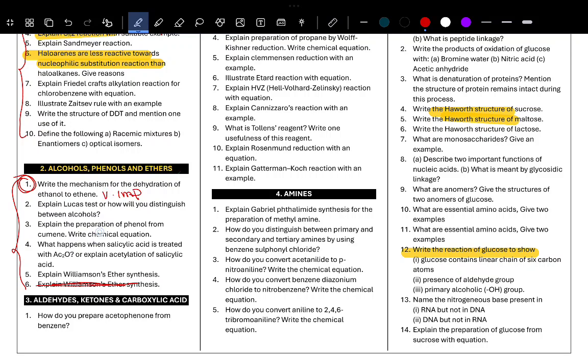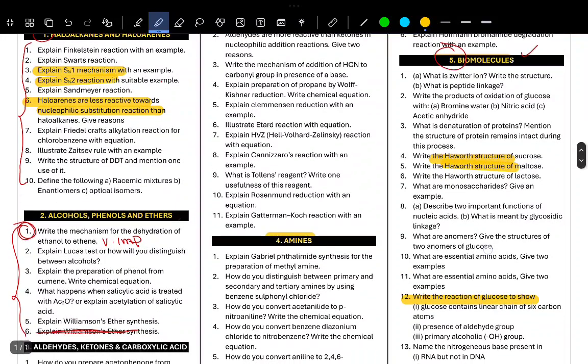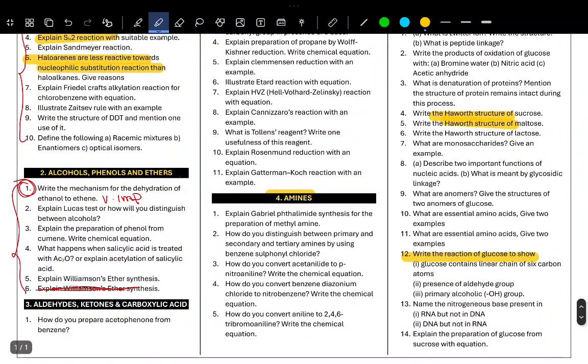So study this chapter. Once you are done with it, you can study amines. Here also I have mentioned around 5 to 6 very important questions. Especially the Hoffmann bromamide reaction is important. And then, how do you convert benzene diazonium chloride to nitrobenzene? This is also important, along with the Gabriel phthalimide synthesis.